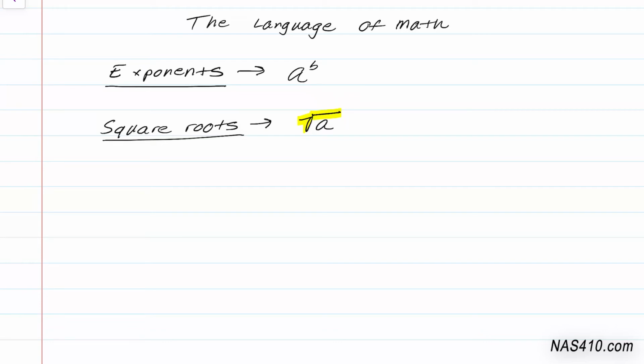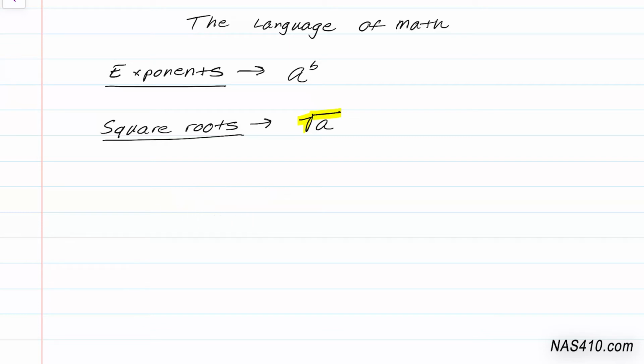So let's say I had the square root of 4. What number multiplied by itself equals the number inside? Well, I think we could see it's 2. 2 times 2 equals 4, right? And so the square root of 4 is 2.